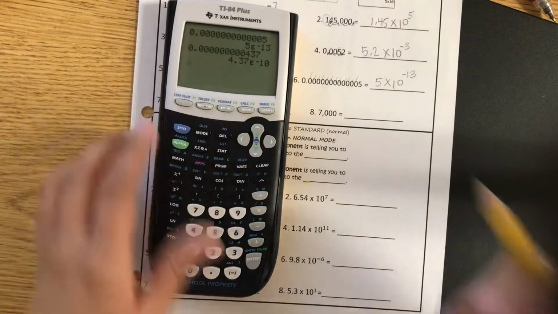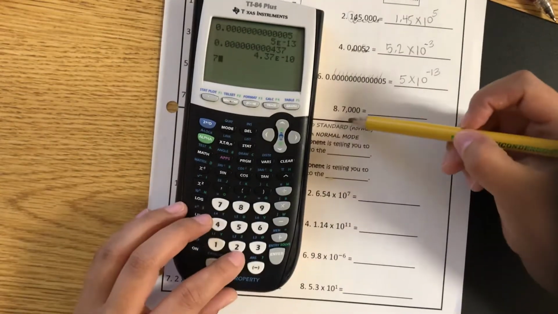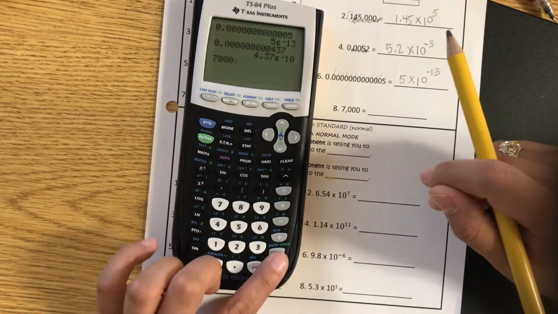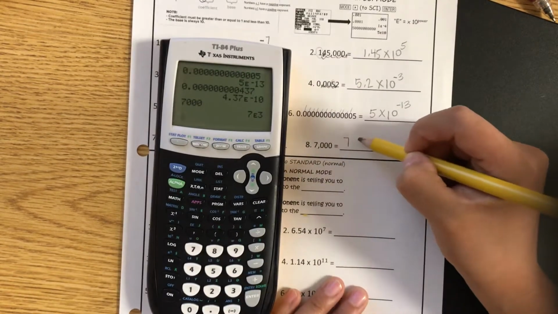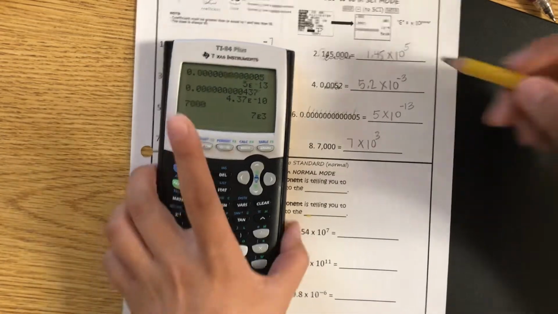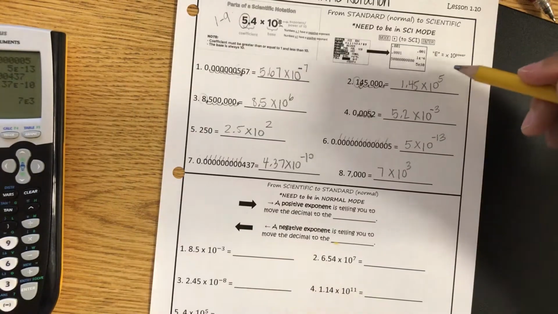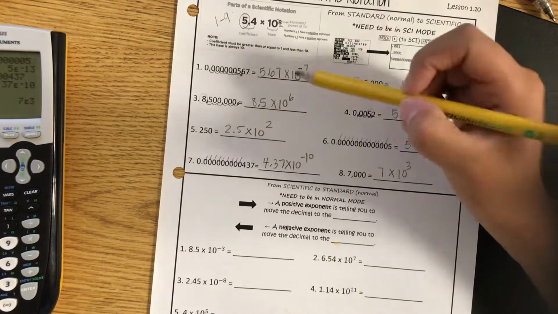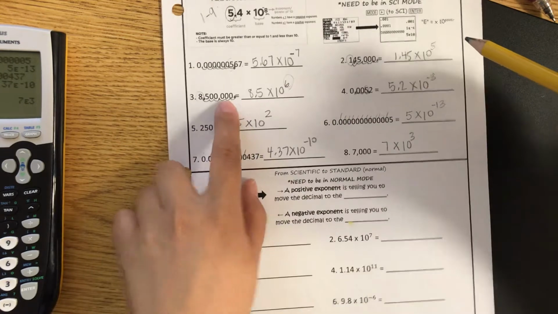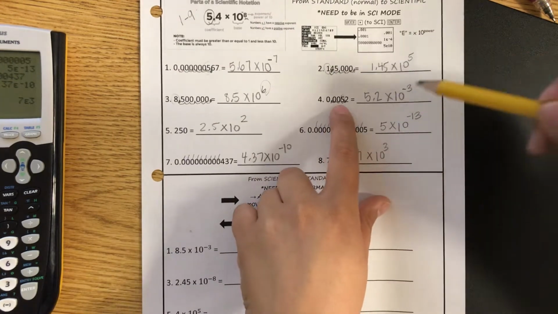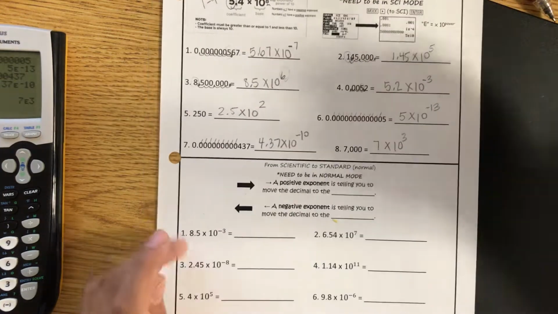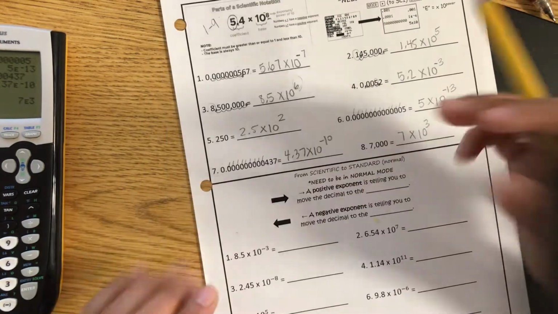Last one, number 8. So 7,000. The only thing you don't include in the calculator is commas. So no commas. You just do 7 with 3 zeros. Hit enter. Instead of E, we're going to write 7 times 10 raised to the third. Okay? Now, what I don't want you to think, though, is a lot of people assume that this exponent assumes how many zeros there are, but that's not true, because if you look at all our examples, it didn't specify that 3 zeros here or 5 zeros here. So don't assume that. You just have to know how to move the decimal itself.